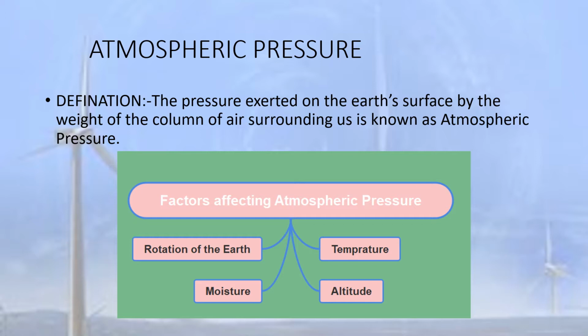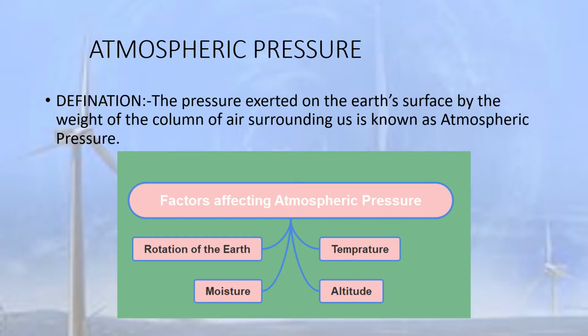First is altitude. Air pressure decreases with an increase in altitude. As we go higher up into the atmosphere, there is a decrease in the density of air, so air pressure decreases.